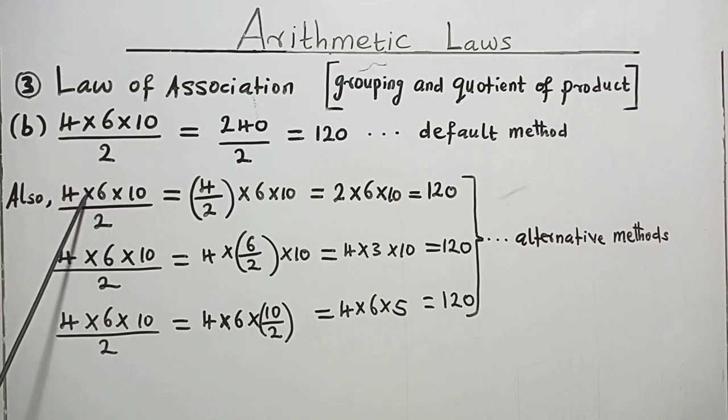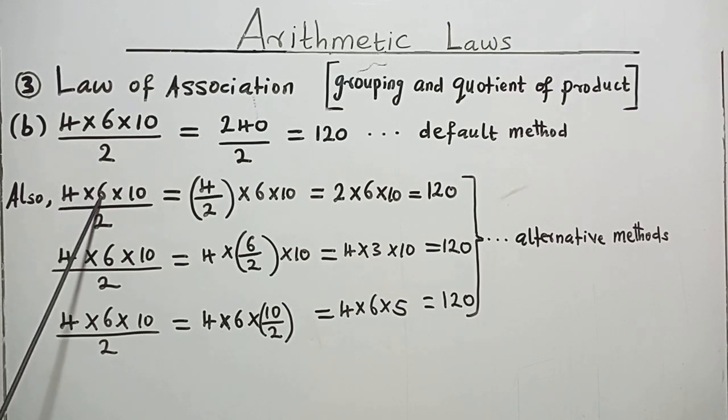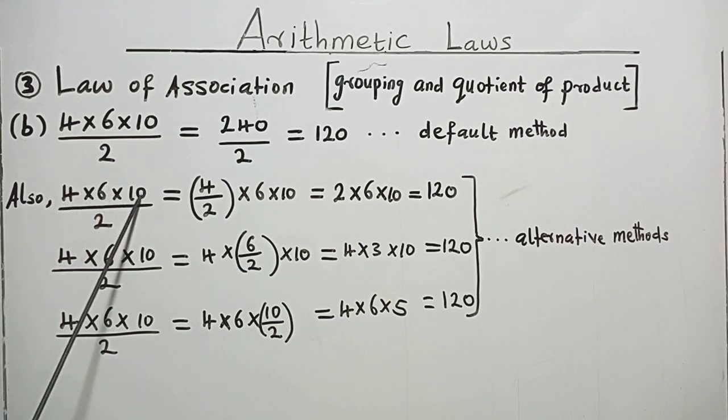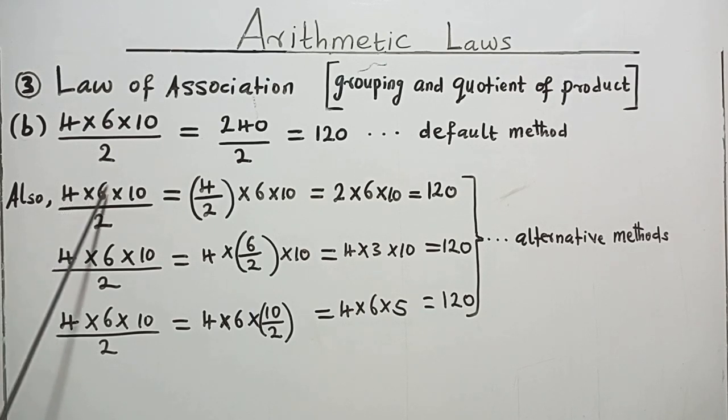But because this is 4 times 6 times 10 and not 4 plus 6 plus 10, what 2 will do is to divide just one of them, not all of them. If what we have here is plus or minus, 2 will divide each of them. But now what we have is times. 2 will divide just one of them.